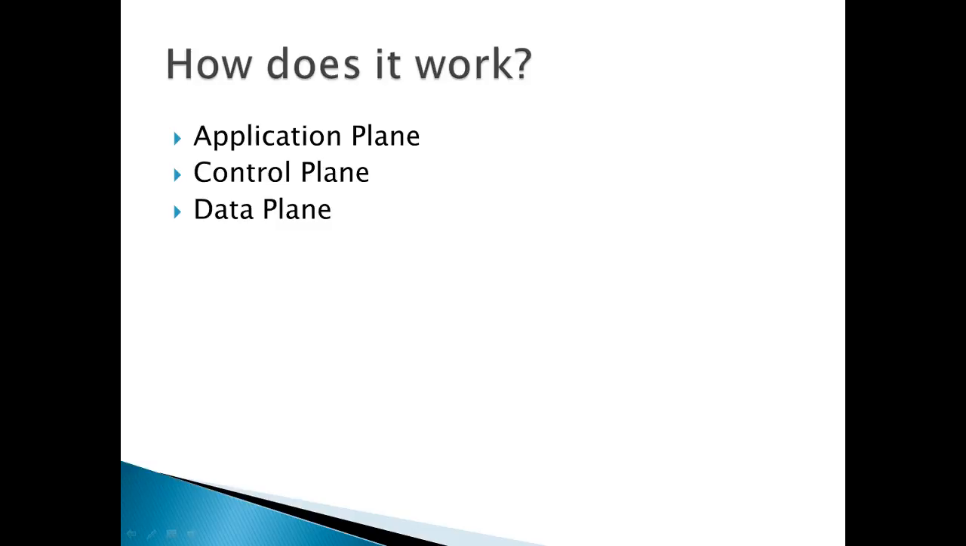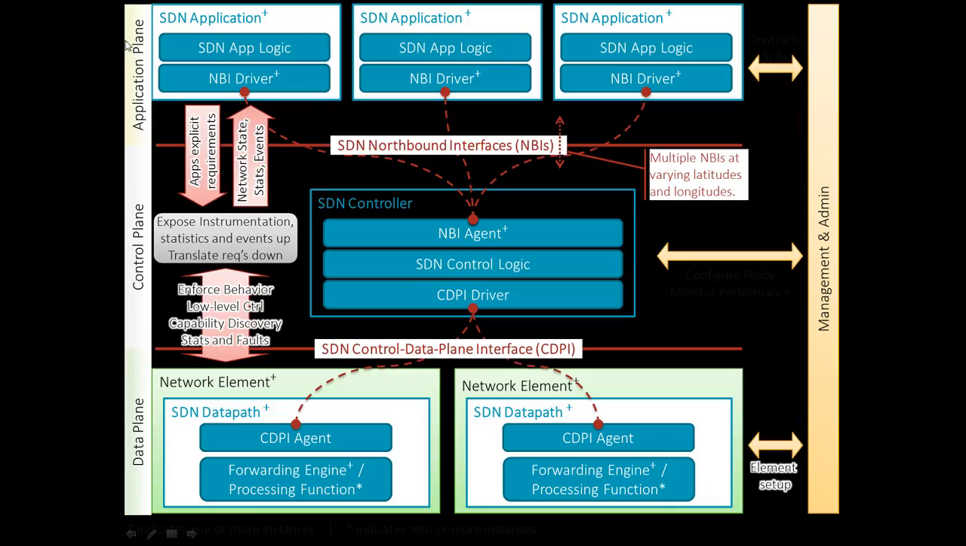The SDN protocol divides the network protocols into three major planes, and I shall explain them in the following. In the application plane, we have SDN applications, which are composed of SDN app logic, the core program itself, and NBI driver or drivers. Those drivers communicate via SDN northbound interfaces, NBIs, to the NBI agent in the control plane. SDN applications are what the network admin uses to administrate the network and change small values or policies.